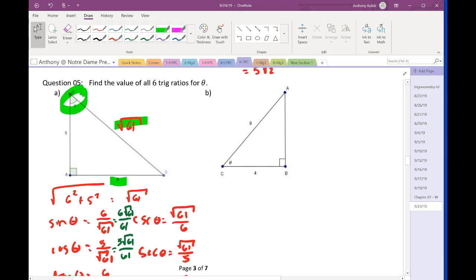For b, again, I need to find that side length AB. So I'm going to use the Pythagorean Theorem to do that. So I have the square root of 9 squared minus 4 squared. 9 squared is 81. 4 squared is 16. This 81 minus 16 is 75. The square root of 75 simplifies because it's the square root of 25 times the square root of 3. So it just turns into 5 square root 3.